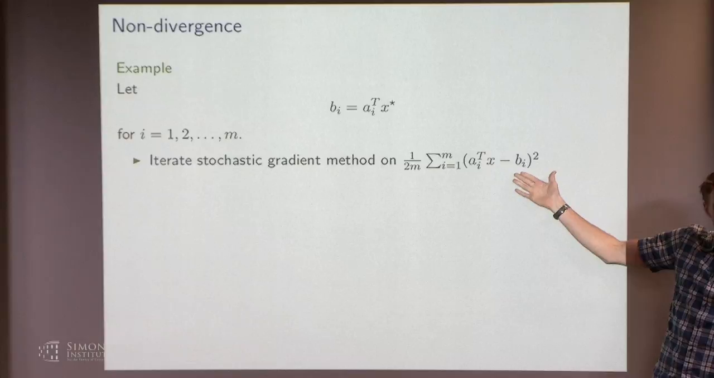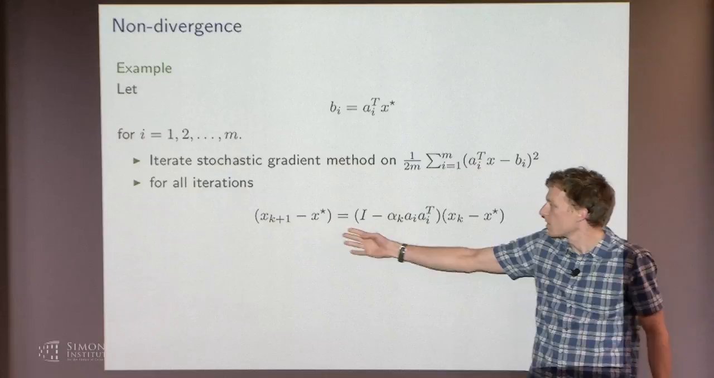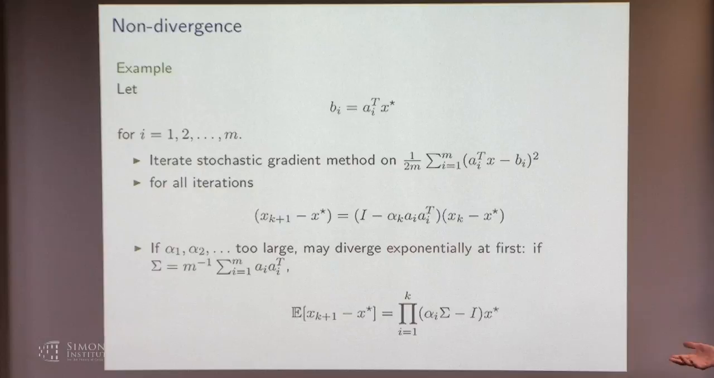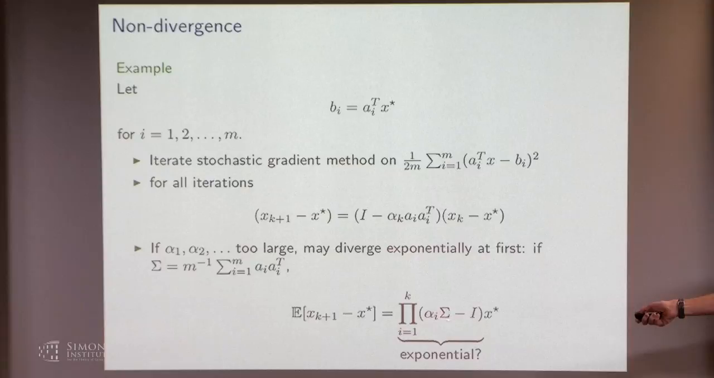When you actually write down these iterates, for all iterations, x_{k+1} minus x star is I, the identity matrix, minus the step size times the outer product of your data, times your previous error. So you're just going to iterate this. Now, if the step sizes are a little bit too large, then at least at the beginning, you can actually diverge exponentially quickly, right? You can blow up in terms of your errors. Imagine the first step size times this covariance, sigma, is large. Then this is going to diverge exponentially, at least for the first some number of iterations until your step sizes get nailed down a little bit. And maybe you don't want this kind of transient exponential divergence. If it's too large, you can really get huge numerical instabilities for some of these problems.